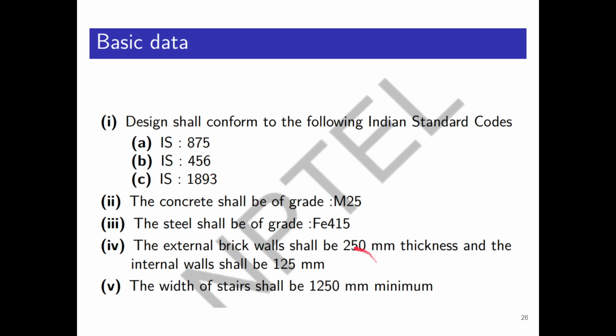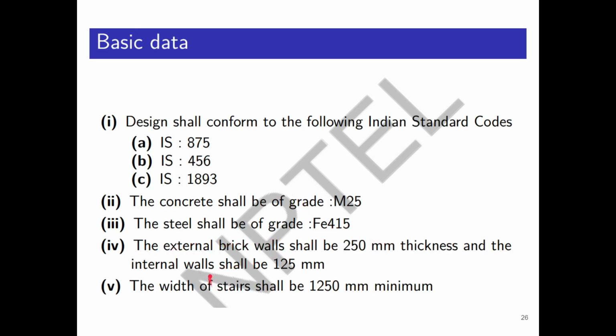So in India especially we have to design every building for earthquake also. So for that we have to follow IS 1893, basically the part one, that is related to your normal buildings. So these are the IS codes we have to follow: 875, 456, and 1893. And let us assume that the concrete is of grade M25, steel is of grade Fe415.